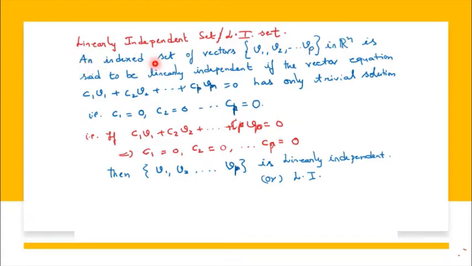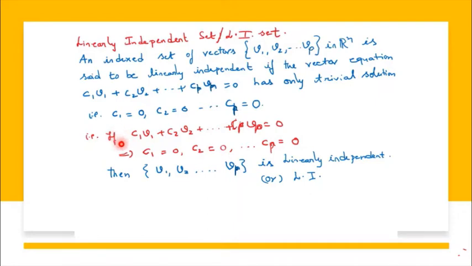An indexed set of vectors v1, v2 and so on vp in Rn is said to be linearly independent if the vector equation, that is c1 v1 plus c2 v2 plus and so on plus cp vp is equal to 0, has only the trivial solution, that is c1 = 0, c2 = 0 and so on cp = 0. What do we mean by this? Let us go through it simply, not in detail.